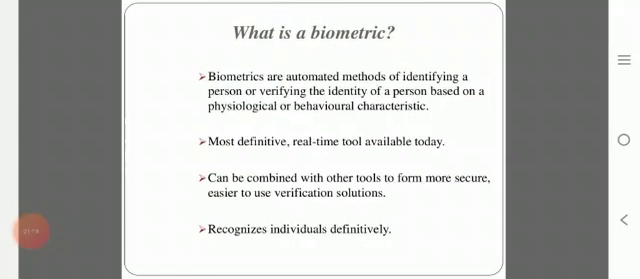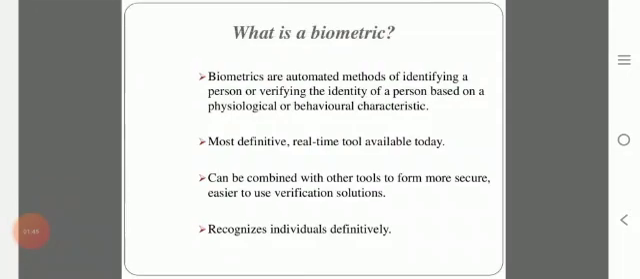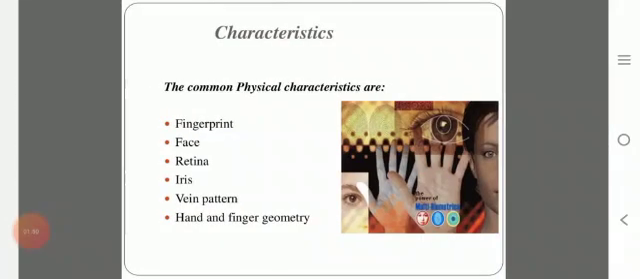Let's move on. What is a biometric? In simple terms, biometrics are automatic methods of identifying a person or verifying the identity of a person based on physiological or behavioral characteristics. In most definitive terms, they are real time tools available today. This can be combined with other tools to form more secure and easier to use verification solutions. It recognizes individuals indefinitely. Okay, let's move on.